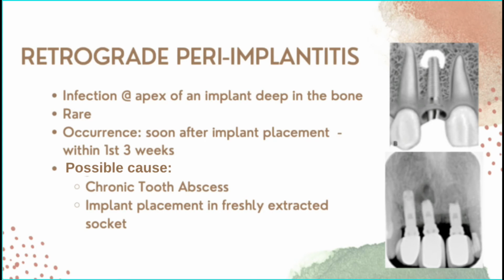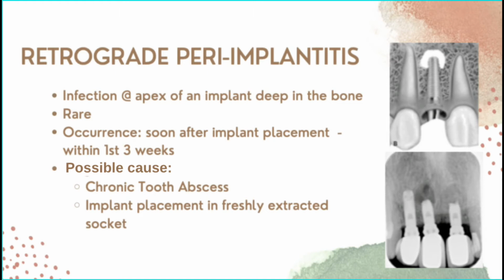Another type of periimplantitis is the retrograde periimplantitis, in which there's an infection at the apex of an implant tip in the bone, and we have to understand that persistent periapical infection plays a role in the development of retrograde periimplantitis. This is actually a rare case and usually occurs soon after implant placement, supposedly within the first 3 weeks, and under circumstances where complications arise during implant placement, such as overheating of bone during preparation of the implant osteotomy, placement of the implant too close to the adjacent tooth, or altering of the blood supply of the adjacent tooth during implant surgery, and the implant itself may result in the devitalization of the adjacent tooth.